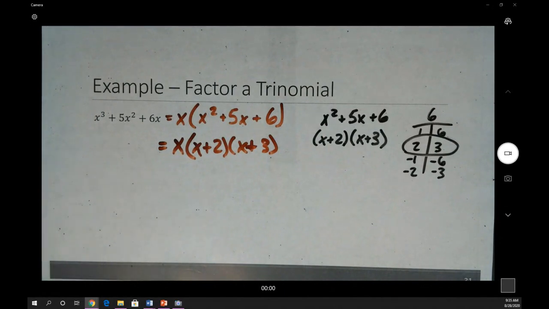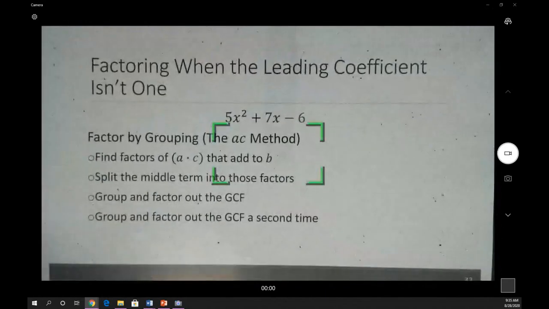So now we've kind of put together some different ideas, but one drawback we have is that we only know how to factor trinomials that have an a value of 1. So now we're going to start looking at, well, what if the a value isn't 1? What can we do then? So factoring when the leading coefficient isn't 1.